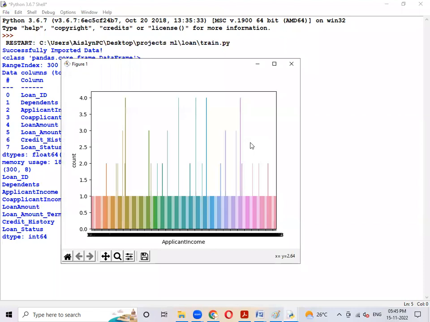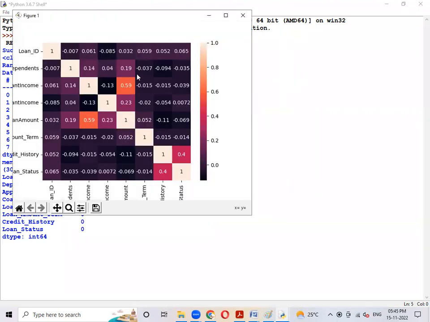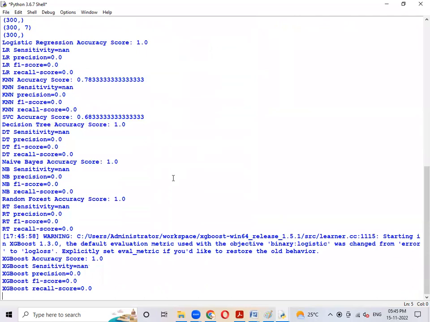The next graph is for applicant income. The next is for loan amount. This is the correlation plot for each and every page in the data set. So like this, we are going to train the model.